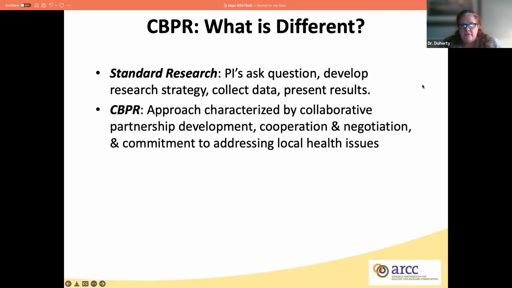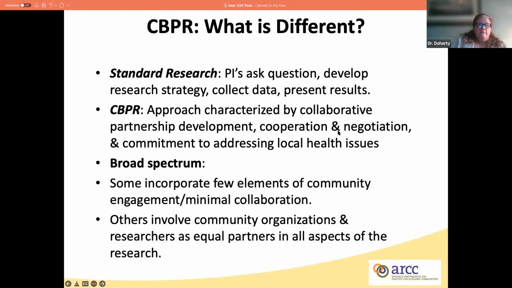In community-based participatory research, this approach is characterized by a collaborative partnership, which needs to be developed and fostered. There's cooperation between the academic partner and the community. And there's negotiations that go on in terms of what types of questions should be asked, protocol development. And then there's a commitment by the academic partner and the community partner to address local health issues. So it's just not one-sided. Some types of community-based research incorporate few elements of community engagement, and there's minimal collaboration. What we want to see with the development of these approaches is where the researchers are seen as equal partners with the organization, and the organization has a seat at the table in all aspects of the research.